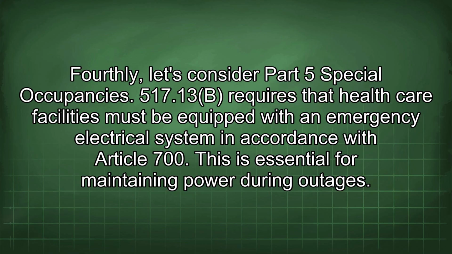517.13b requires that healthcare facilities must be equipped with an emergency electrical system in accordance with Article 700. This is essential for maintaining power during outages.